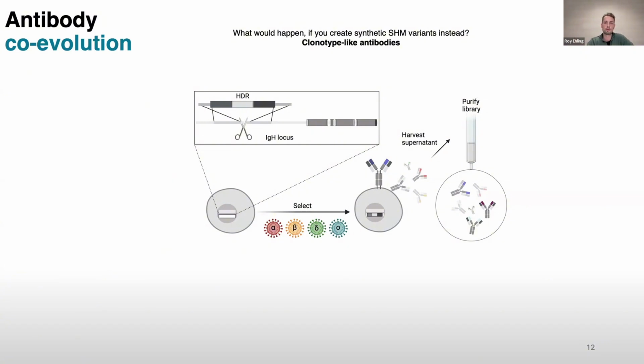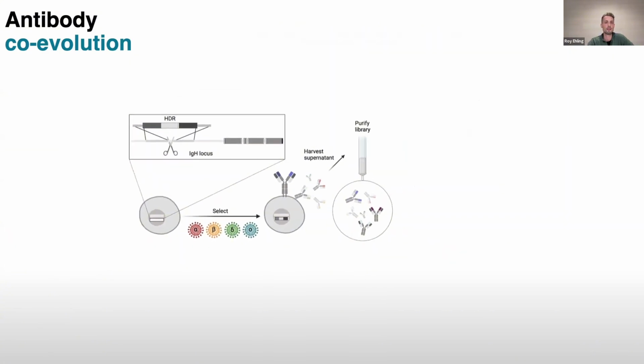So we thought a little bit about how we could create a system like this in vitro, and really learn how clonotypes would behave and how RBD breadth would be influenced.